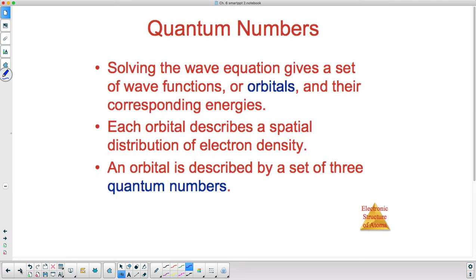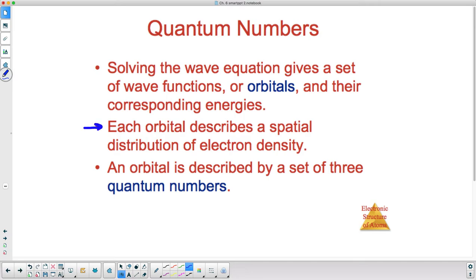As we keep going, solving the wave equation gives a set of wave functions, or orbitals. So the orbitals are what we want to talk about. Each orbital describes a spatial distribution of electron density. That just means each orbital describes a picture of where the electron could be. Okay, that's it. That's what this sentence means exactly.